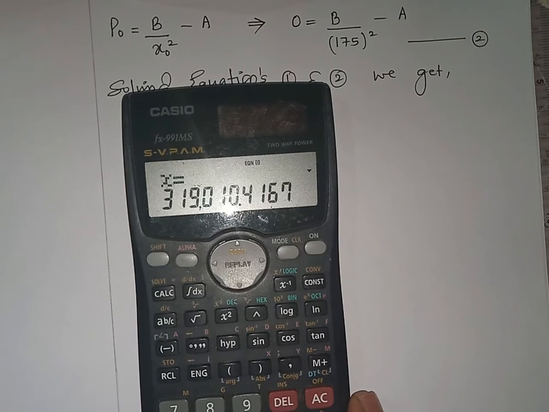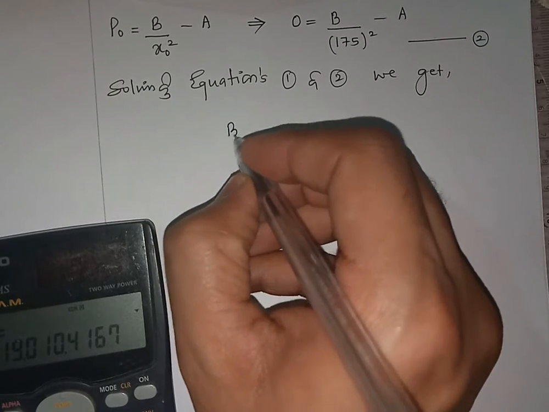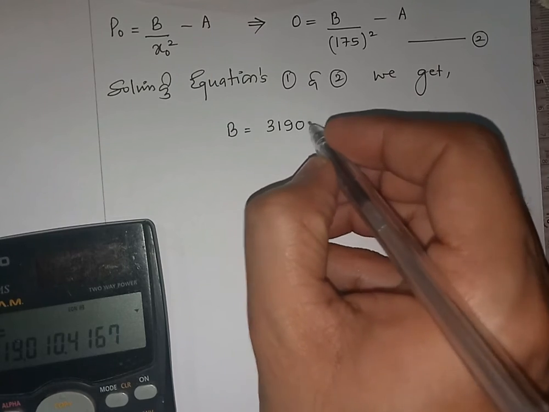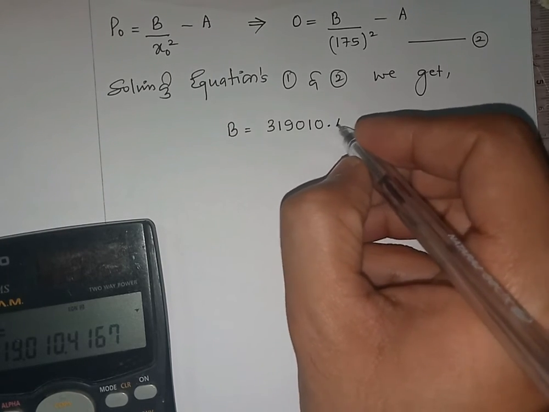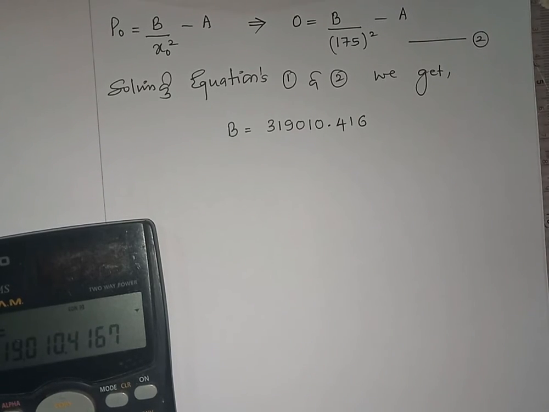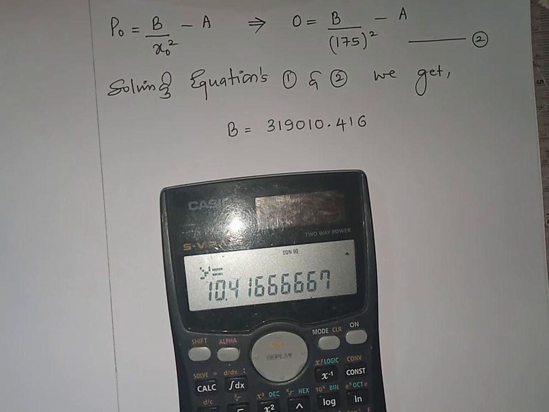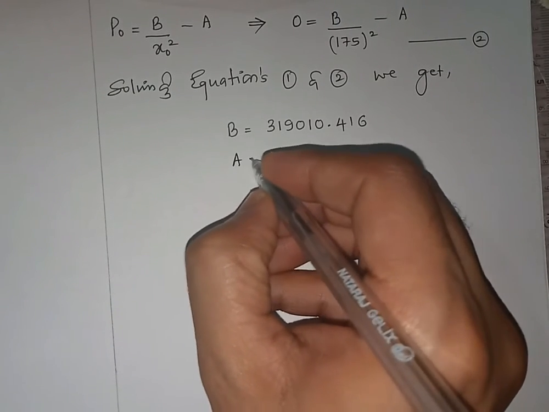So I am getting the value of B as 319010.416, and the value of A is 10.416.